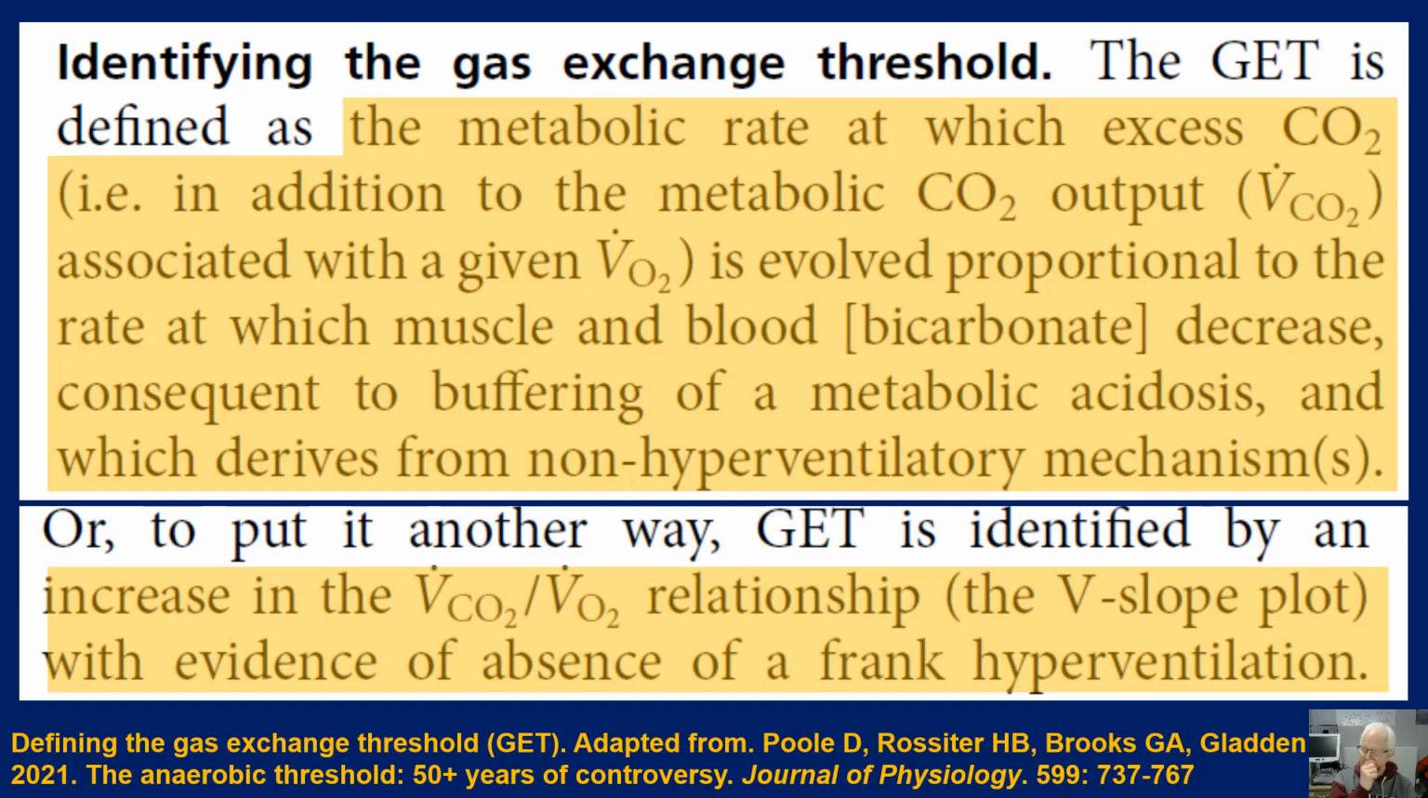But Paul and colleagues are saying here, as is very much the work from Myers and Ashley in the previous slides, that there's a second source of CO2 that is not coming from metabolism. And they go, well, actually, there is the addition to the metabolic CO2 output associated with a given VO2, evolved proportional to the rate at which muscle and blood bicarbonate decrease consequent to a buffering of metabolic acidosis. So there is a second source of CO2, and it's the second source of CO2 that is directly linked to the appearance of lactate.